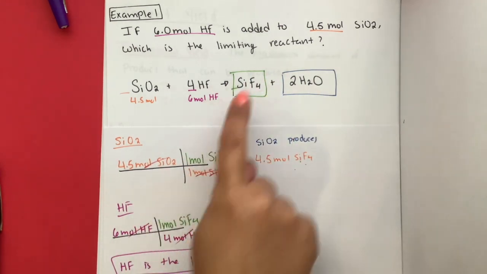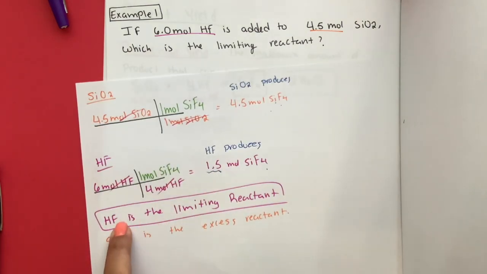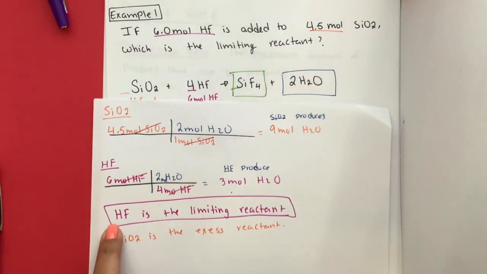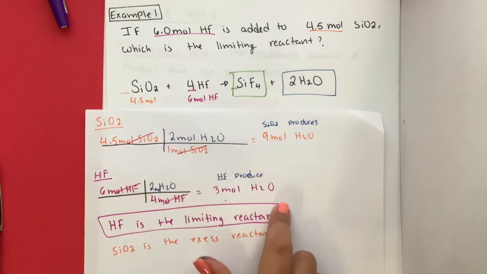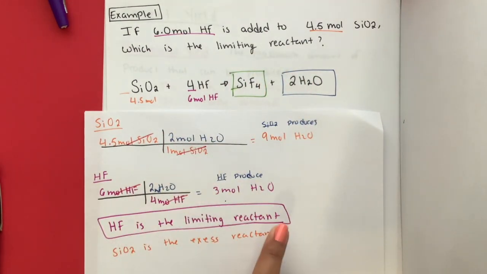In this case here, I solved for SiF4. My limiting reactant was HF. In this case, I solved for water, and my limiting reactant was still HF. So it doesn't matter which product I use, my limiting reactant is going to be the same.